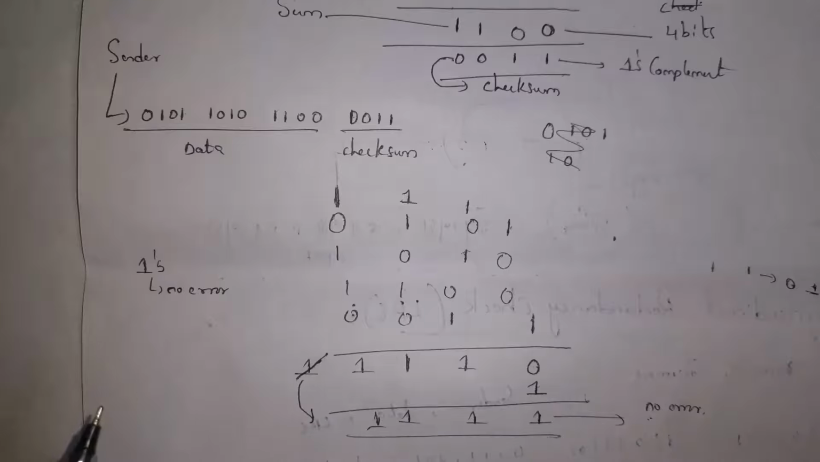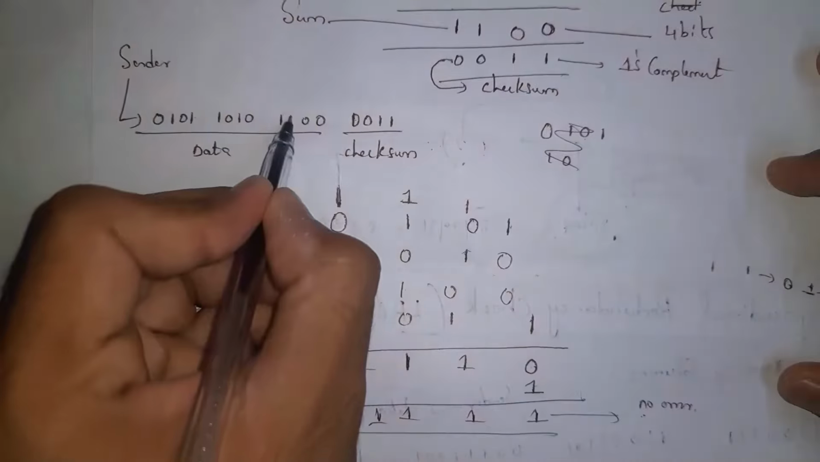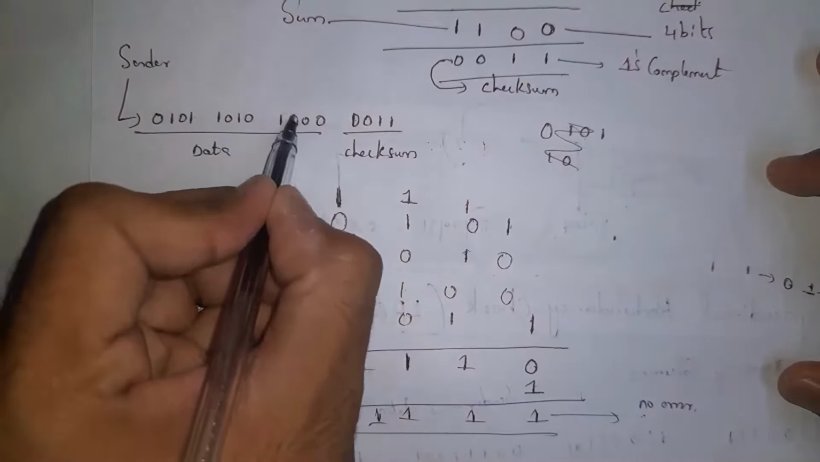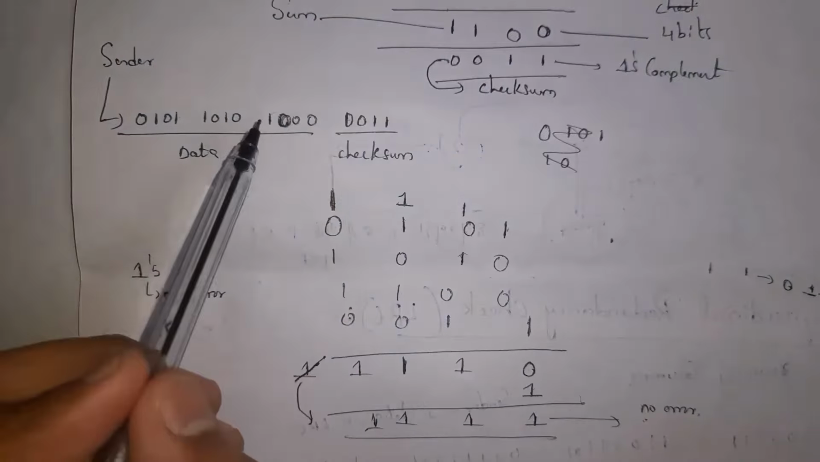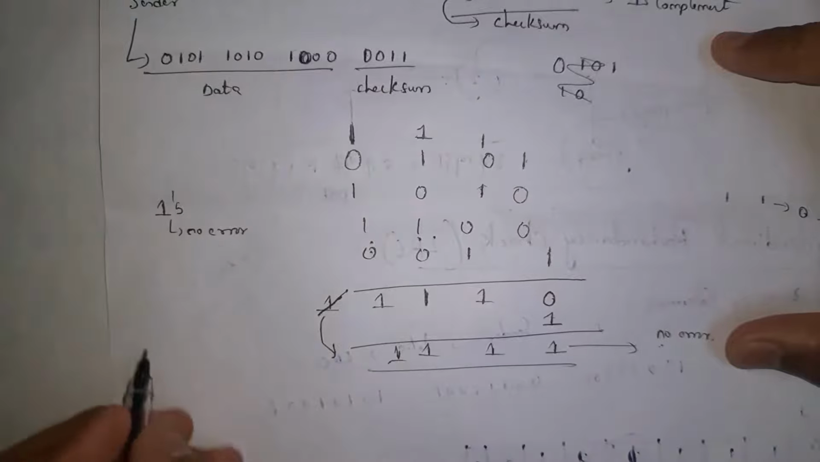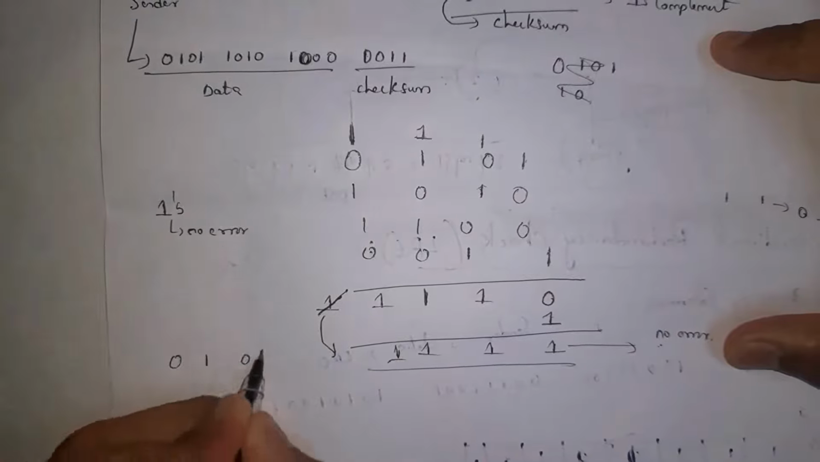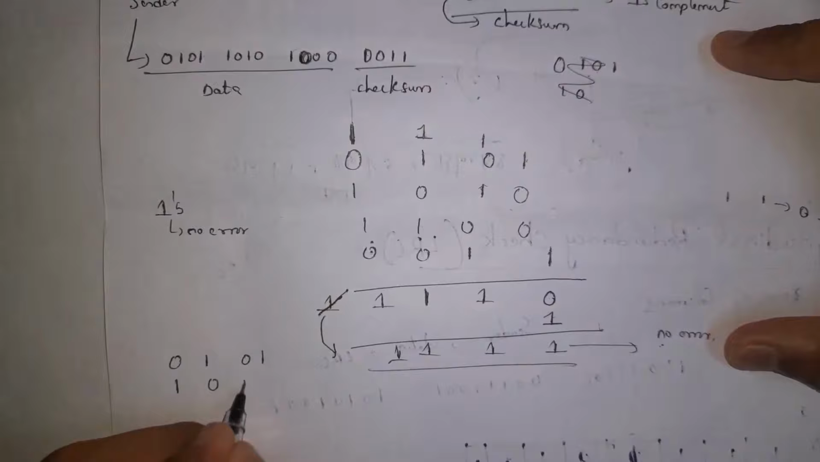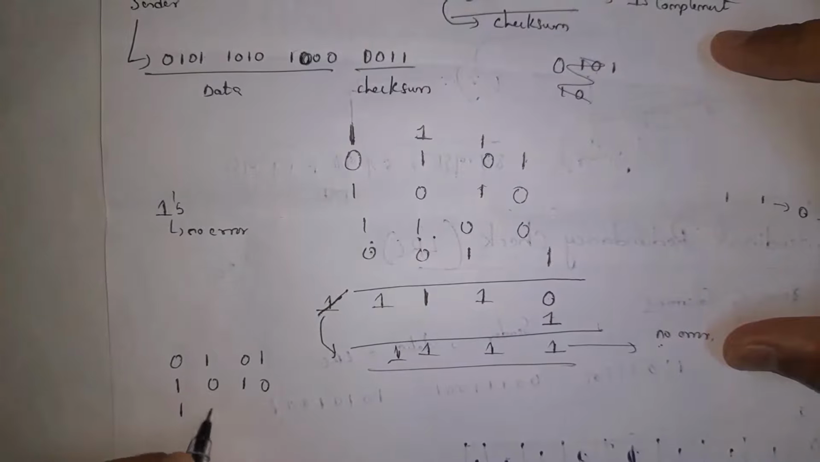Yes, for example, suppose the receiver got an error, like here in place of value 1, the receiver got 0, so the receiver got wrong data. Now again we will perform binary addition in order to check errors. The first block is 0, 1, 0, 1. The next block contains 1, 0, 1, 0. The third block contains 1, 0, 0, 0. And the fourth block contains 0, 0, 1, 1.